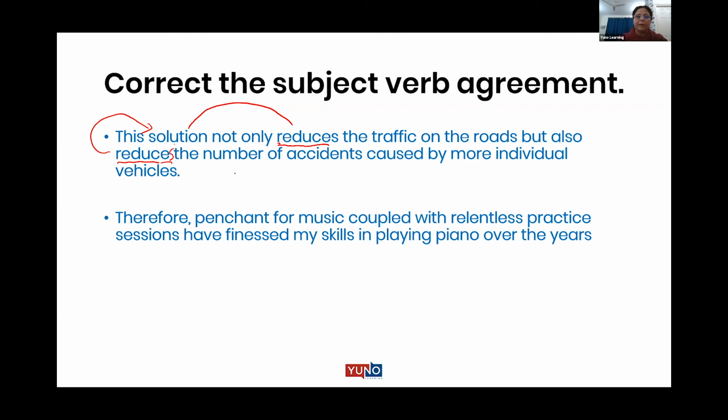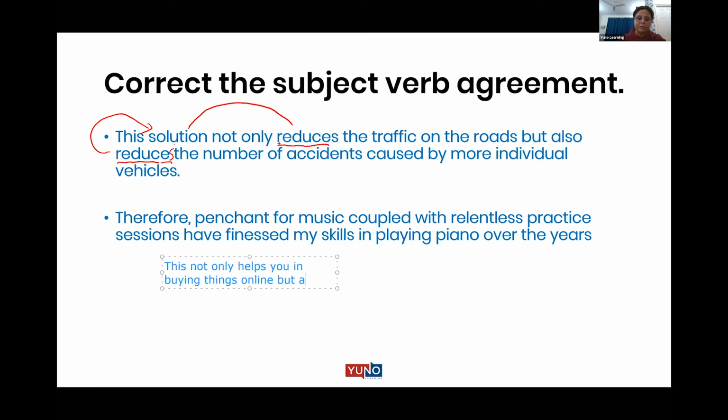Sometimes we use correlative conjunctions. Which ones? Not only but also. Now this not only, let me just give it to you over here. Not only and but also. If you put a verb over here, now the subject is, let's talk about something else. If we talk about this, not only helps you, because the subject is this. So this not only helps you in buying things online, let's talk about a credit card, right? So this not only helps you in buying things online, but also, complete the sentence.